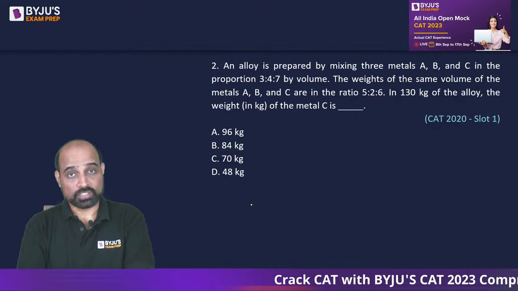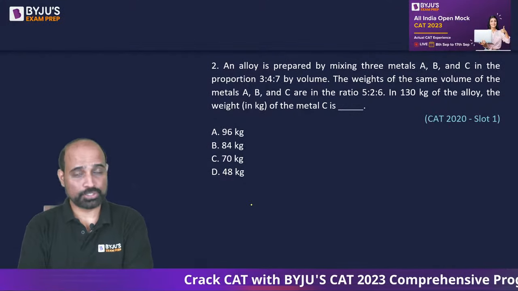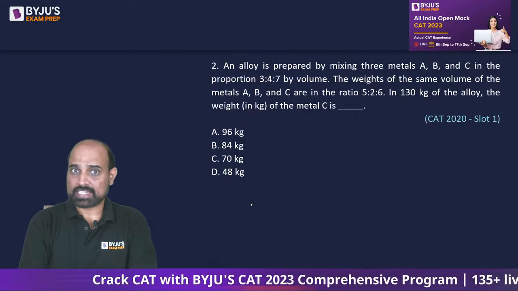Next one. This is a CAT question. Similar question, broken down, ratios, use, proportion. देखते हैं इसका level क्या है.